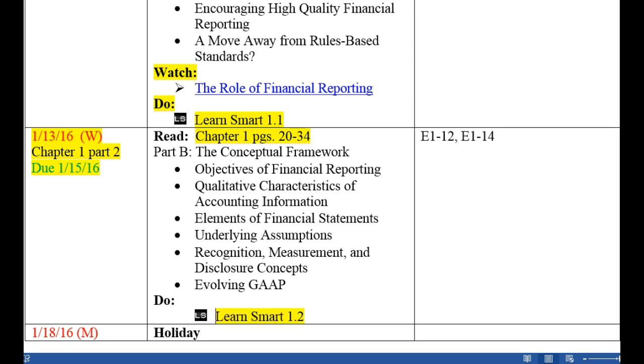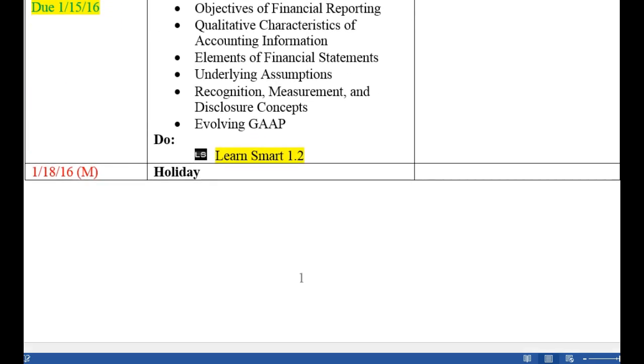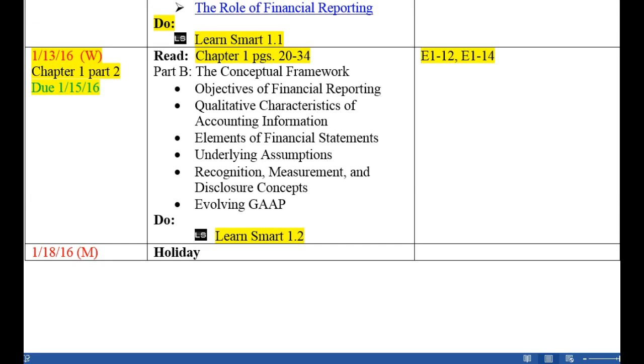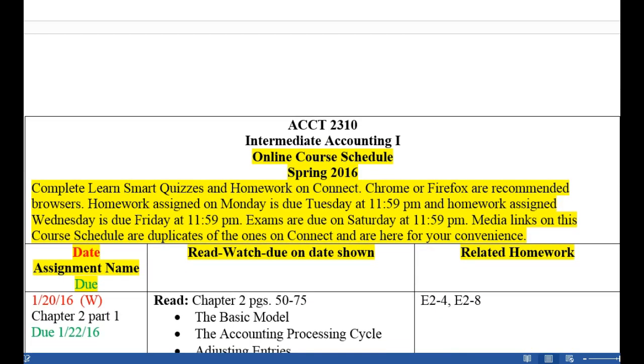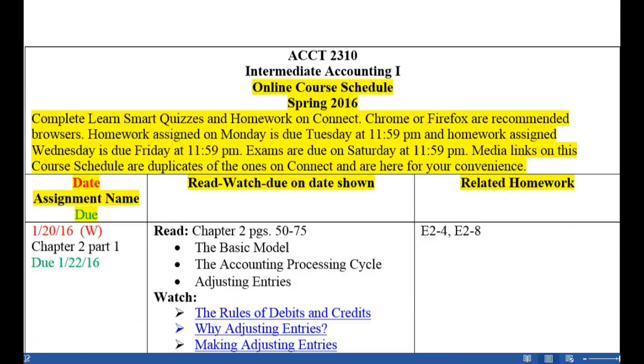Once you have read the pages and done the Learn Smart, it's time to do the related homework on Connect. You have two problems, exercise 1.12 and 1.14. These are all due on Friday. Homework assigned on Mondays is due Tuesday. Homework assigned on Wednesdays through Friday is due Friday, and the first test will be on Saturday, as are all tests, but there isn't one for Chapter 1.